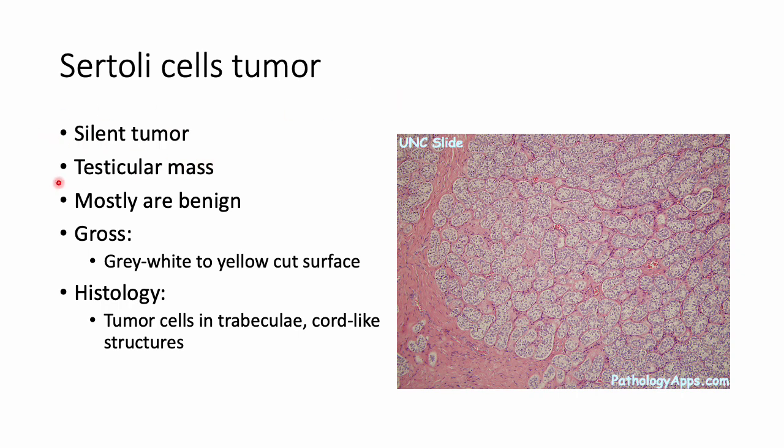For the Sertoli cell tumor, it's a silent tumor. Usually it's an incidental finding in a testicular mass. Mostly are benign. Grossly it looks grey, white to yellow on cut surface, and histologically the tumor cells are arranged in trabeculae. So this is how trabeculae and cord-like structures look.